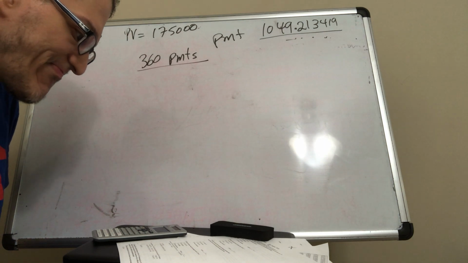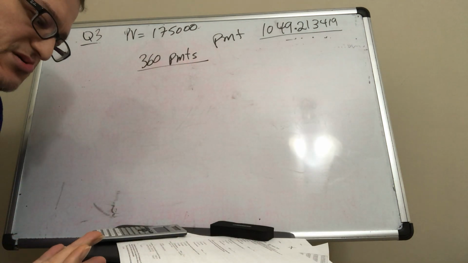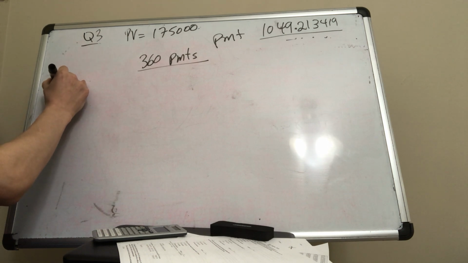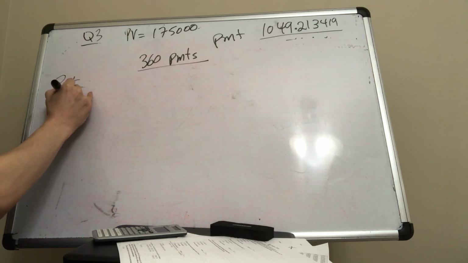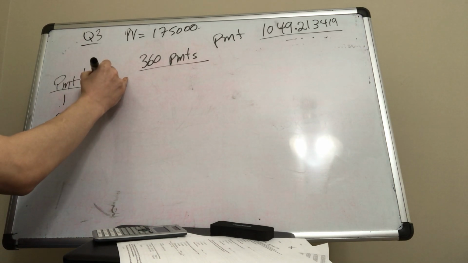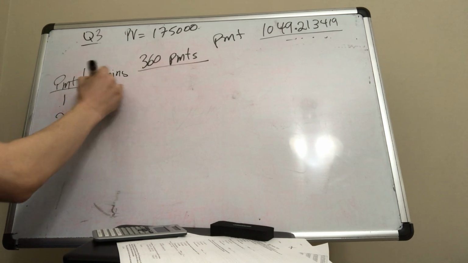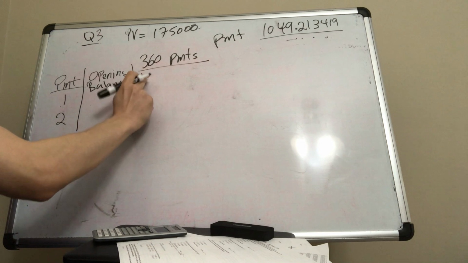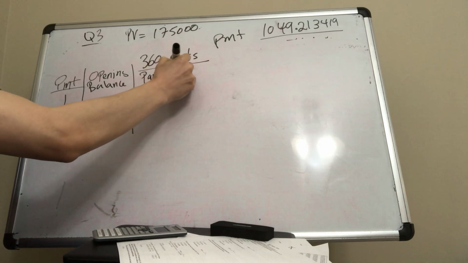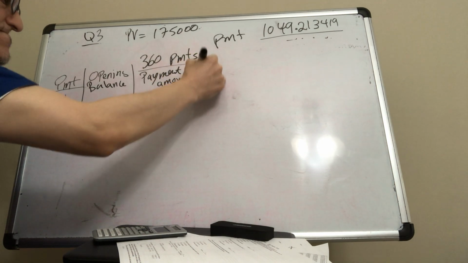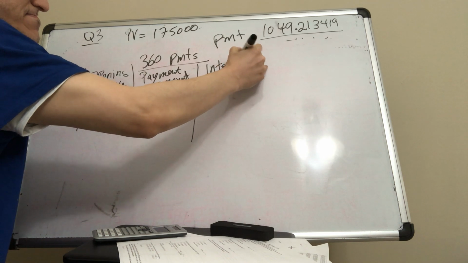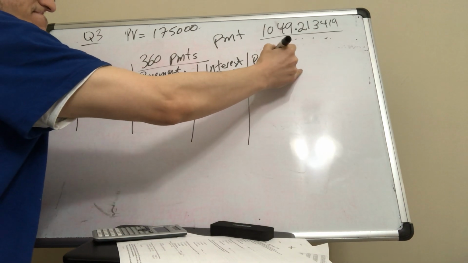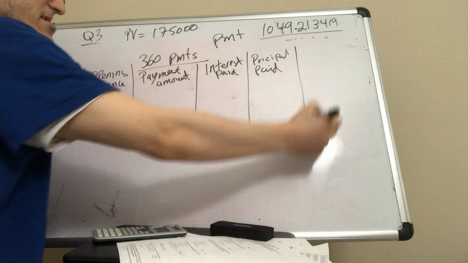Now, let's do the amortization table together, and let's see how this is going to work. So you have payment 1 and 2. You have the opening balance. You have the payment amount. You have interest paid, principal paid, closing balance.